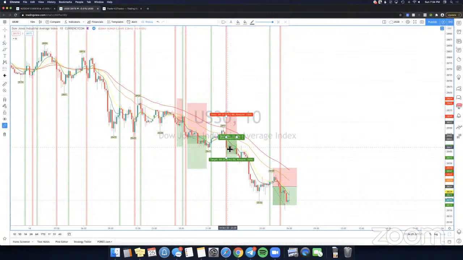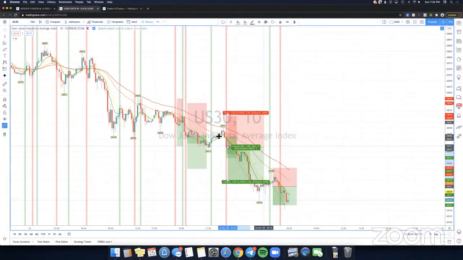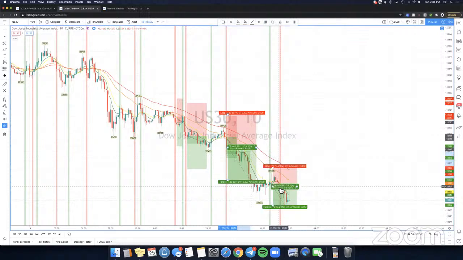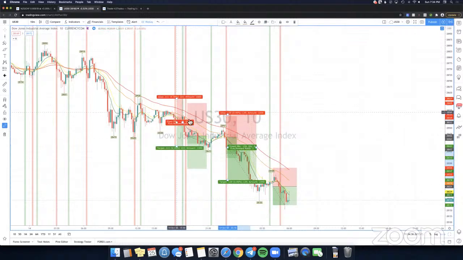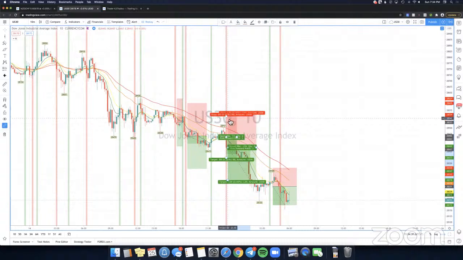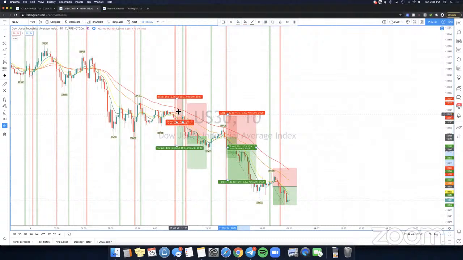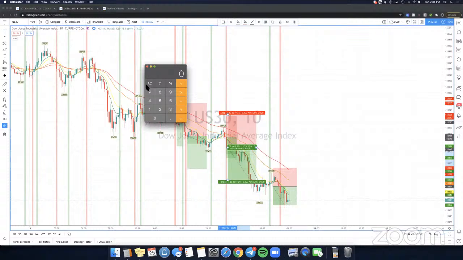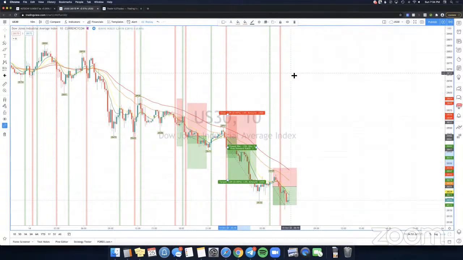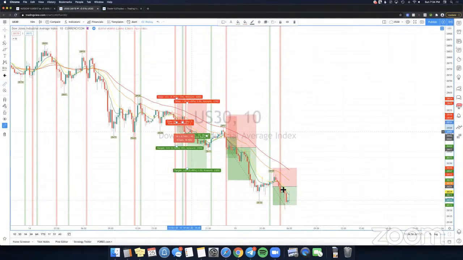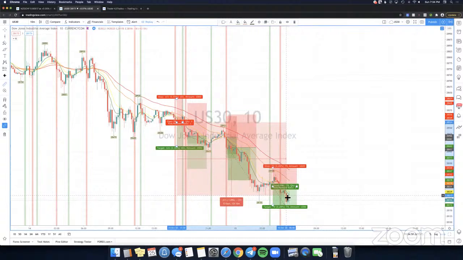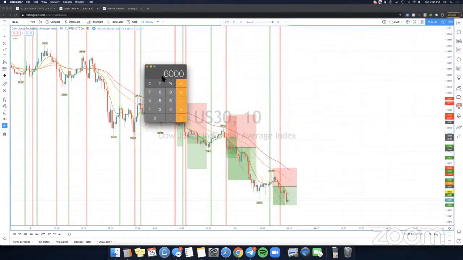So if you stack all of these together, there's like 1, 2, 3, 4, 5 entries. And each win, if you average it out, is probably like 1,200 pips each, right? So 5 times 1,200, you would have locked in like 6,000 pips within how much time? Within like 12 hours.